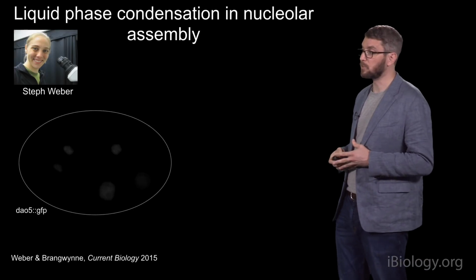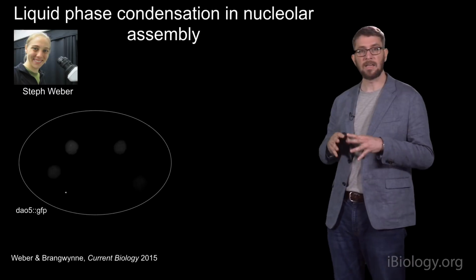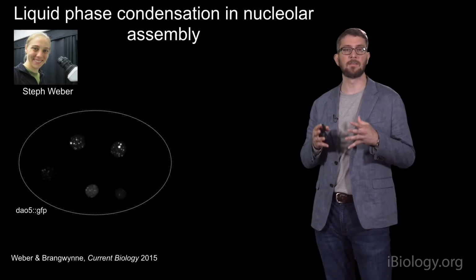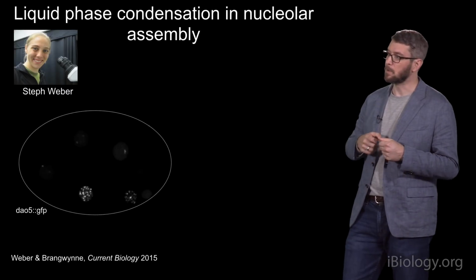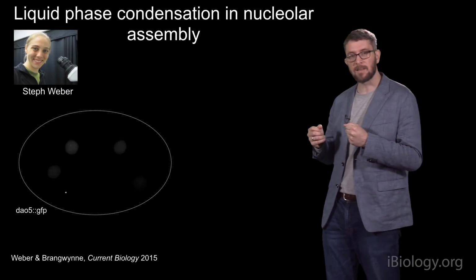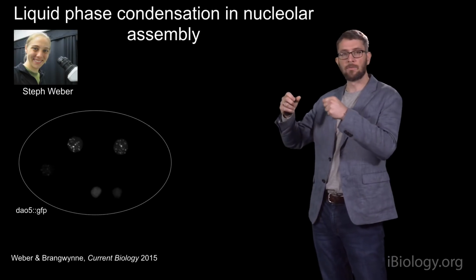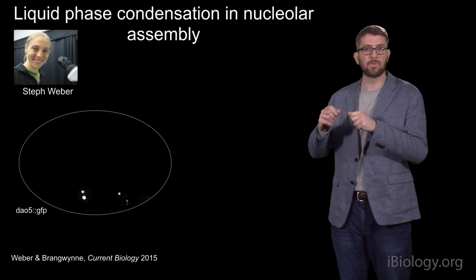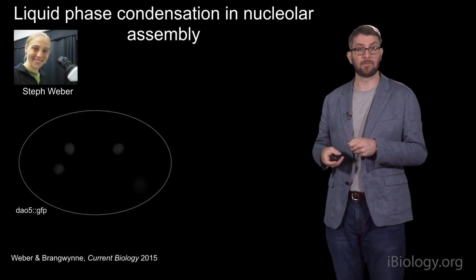And this movie shows cycles of assembly and disassembly of the individual nuclei within the developing C. elegans embryo. And what you see is that the nucleolar proteins are condensing out of the nucleoplasm into many of these droplets and then resolving ultimately around the two sites in C. elegans where ribosomal RNA is being actively transcribed.